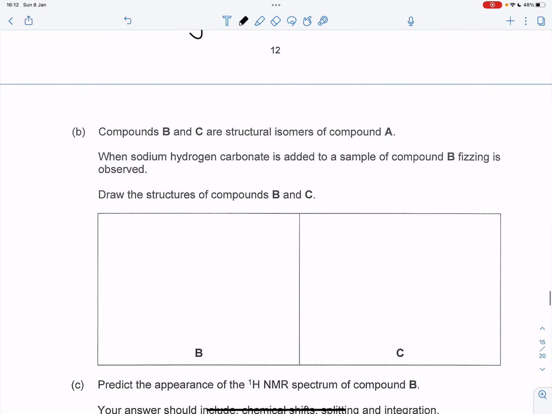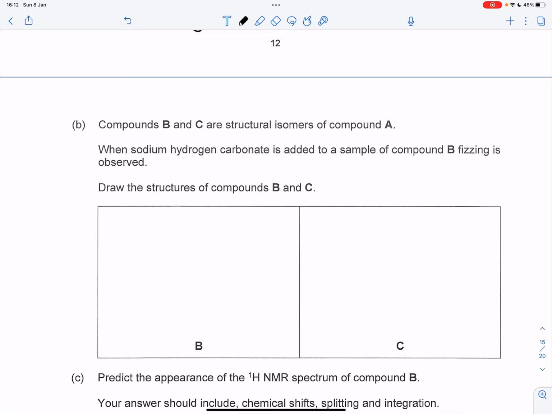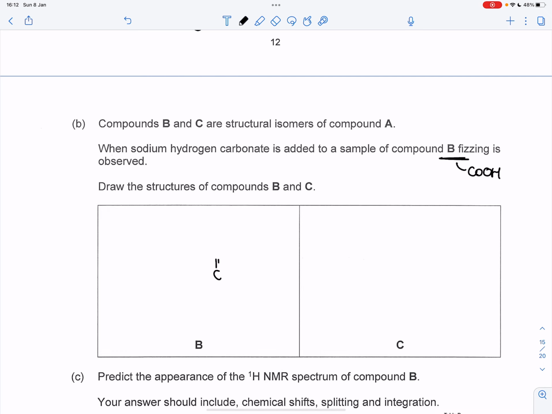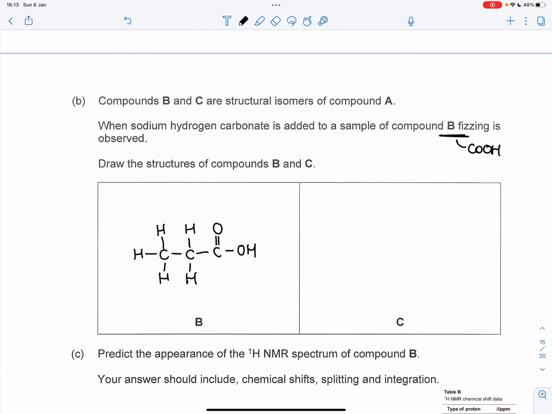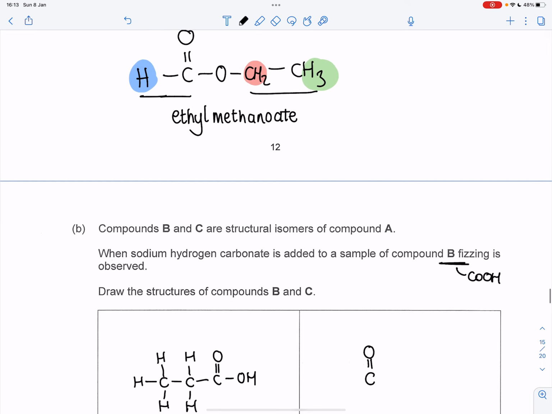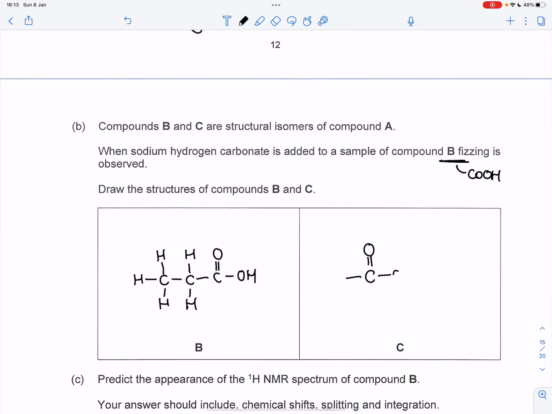Then it says compounds B and C are structural isomers of compound A. When sodium hydrogen carbonate is added to B, fizzing is seen. So that tells me that B is a carboxylic acid. So B is a functional group isomer of the ester. It's a carboxylic acid with 3 carbons and 6 hydrogens. So that must be B, which means C must be another ester. And we know that our first ester, A, was ethyl methanoate. So what if we swap it round and have methyl ethanoate instead of ethyl methanoate? We had propanoic acid here.